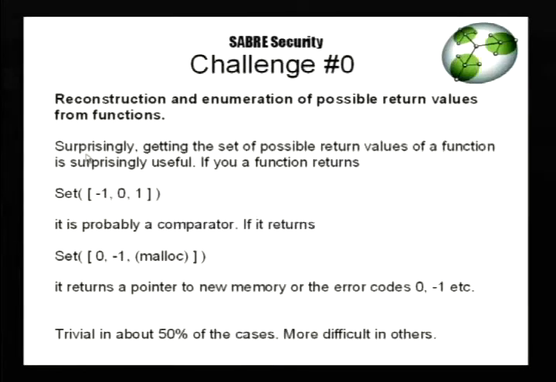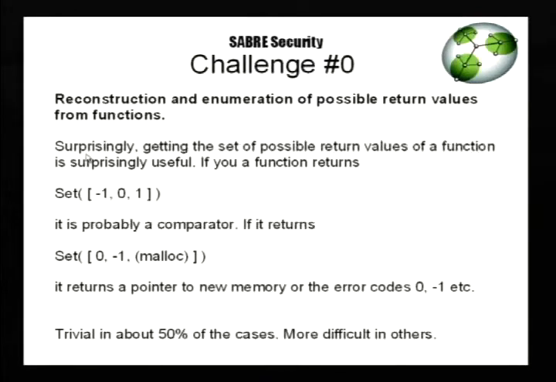All right, so challenge number 0, really, really easy. Given an executable, reconstruct the set of possible return values for each function. That's actually not really a challenge, that's why it's got the number 0. You can do that in a bunch of Python script in about 2 days.